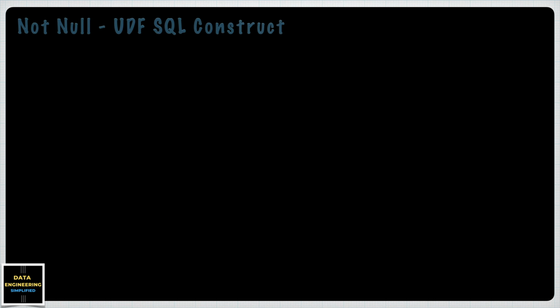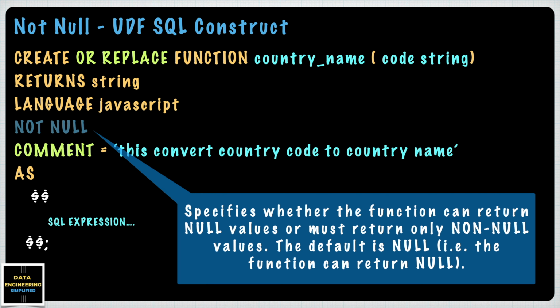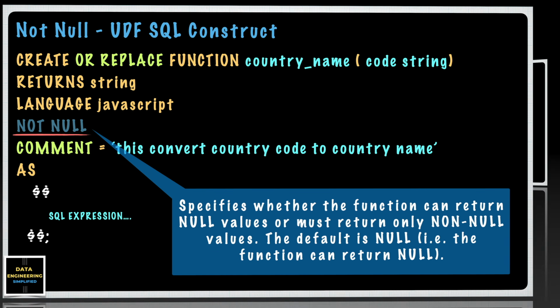There is a scenario where you expect your UDF should not return null. In such case, you can use this parameter. We had seen this option in the stored procedure episode 2. This parameter specifies whether function can return null values or must return only non-null values. This feature is not applicable as of now for SQL language. This is only applicable for JavaScript.